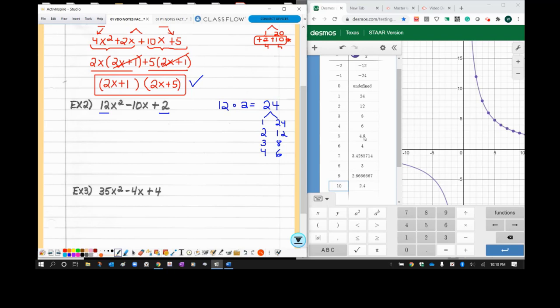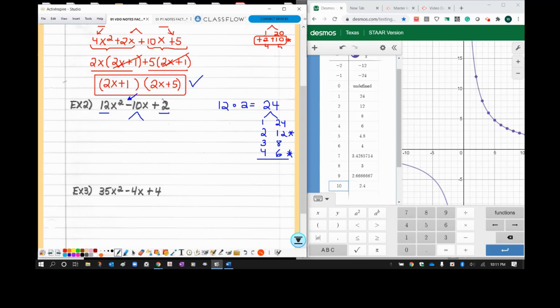Now notice right here, 5 gives you a decimal, so you skip the 5, and the next one is 6. 6 is already on the list, so that means you stop there. And now we're going to look at the middle term. Middle term is 10. We look at this list of numbers and we see that 12 and 2 gives us 10 when we subtract. 12 minus 2 is 10. And we also get 10 with 6 and 4 because if we add 6 and 4, we get 10.